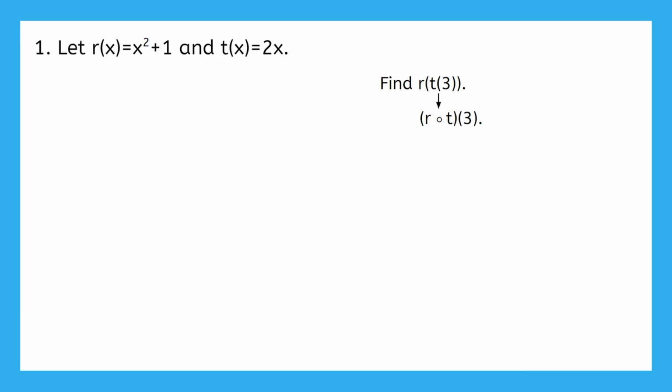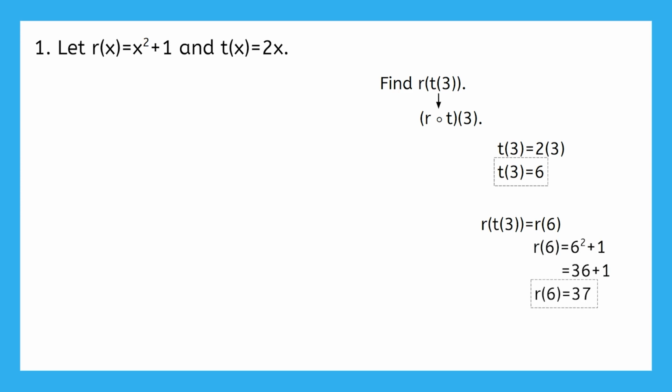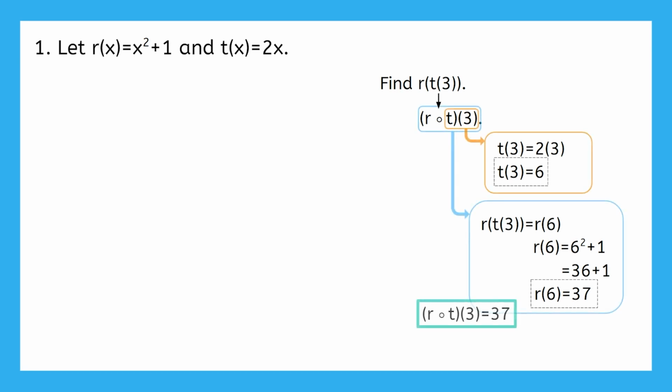All right, let's start with evaluating t of 3. After using function t, substituting in 3 for x, and simplifying, we find that t of 3 equals 6. That output of 6 now becomes the input for the next function to evaluate, which means that r of t of 3 is the same thing as r of 6. After using function r, substituting in 6 for x, and simplifying, we find that our final output is 37. So r of t of 3 is equal to 37.